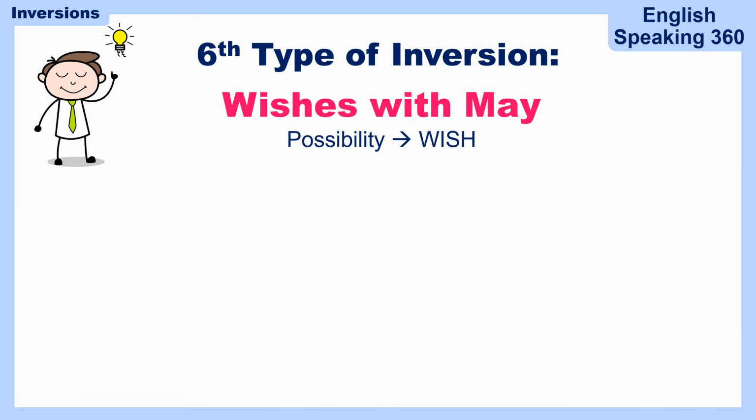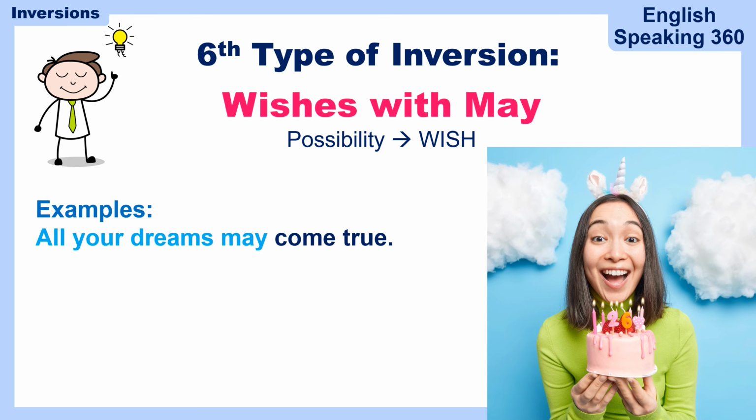Number 6. Wishes with may. This is a little bit challenging. All your dreams may come true. Now, all your dreams may come true is a possibility. It is possible that all your dreams will come true. But when we use inversion, it becomes a wish. May all your dreams come true. So that's something that you would wish someone on their birthday, for example. May all your dreams come true.